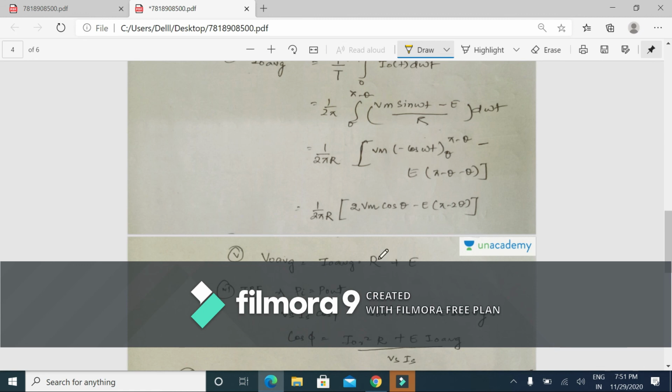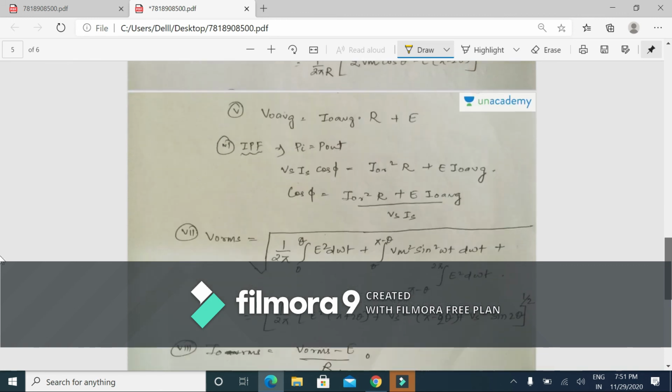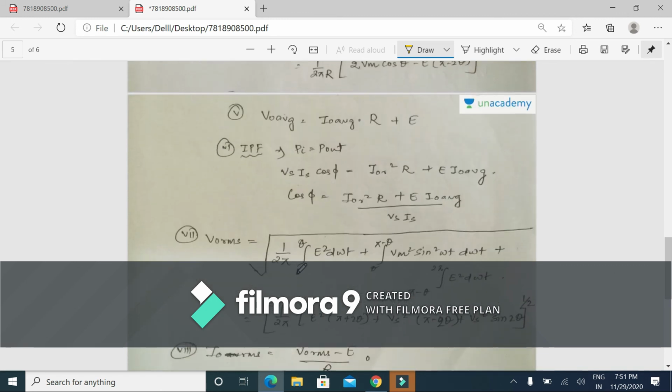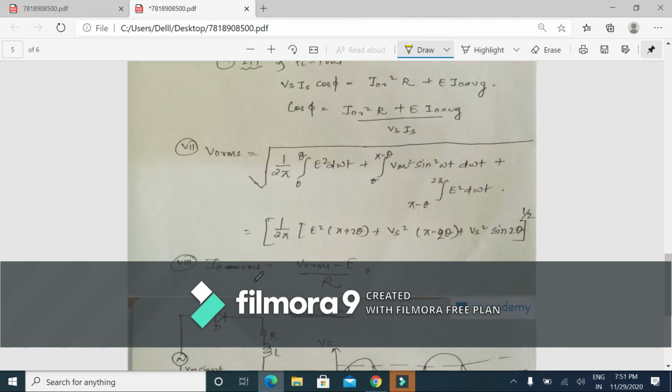V naught average will be I naught average into R plus E, and this is the power factor that we have calculated. Now, this is the RMS value: 1 by 2 pi, where from 0 to theta the output voltage is equal to E, for theta to pi minus theta the output voltage is equal to Vm sine of omega t, and from pi minus theta to 2 pi the output voltage is again equal to E. This is the RMS value of the current, I naught RMS, that is V naught RMS minus E divided by R.